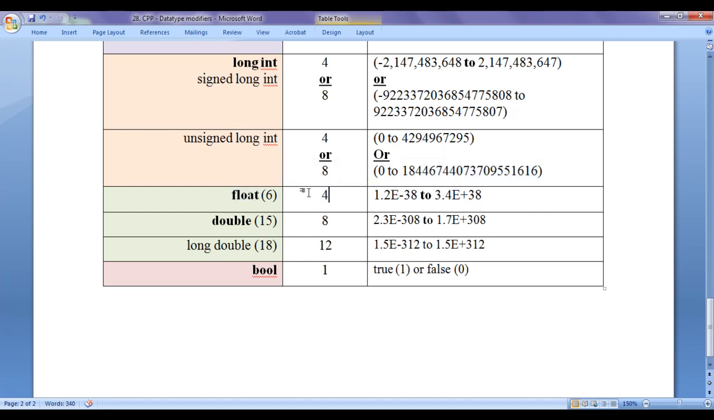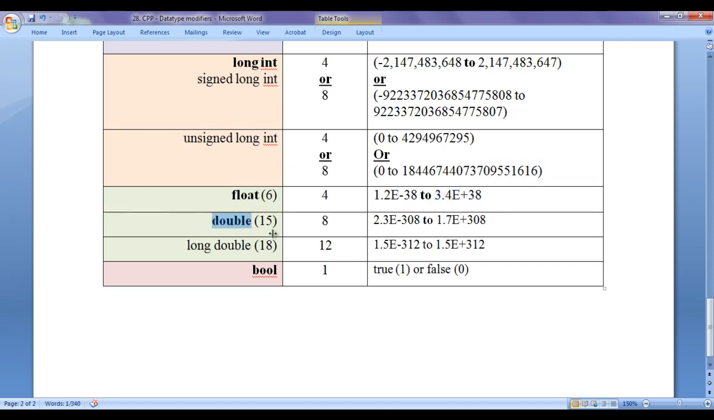Float is of 4 bytes. A float type data can have 6 digits after the decimal point. And the minimum value possible to store inside float type memory is 1.2 multiplied by 10 raised to the power of minus 38. And the maximum value possible to store inside float type memory is 3.4 multiplied by 10 raised to the power of plus 38, guys.